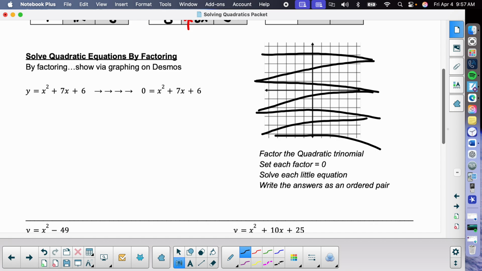What this is trying to show, it doesn't matter if your problems say y equals or f of x equals, because yesterday they all said f of x, or 0 equals. We're gonna do the same thing with all of them. We're gonna factor them and then find the answers from the factors. So, it doesn't matter what they say next to the equation. It will matter later on. For right now, it definitely does not.